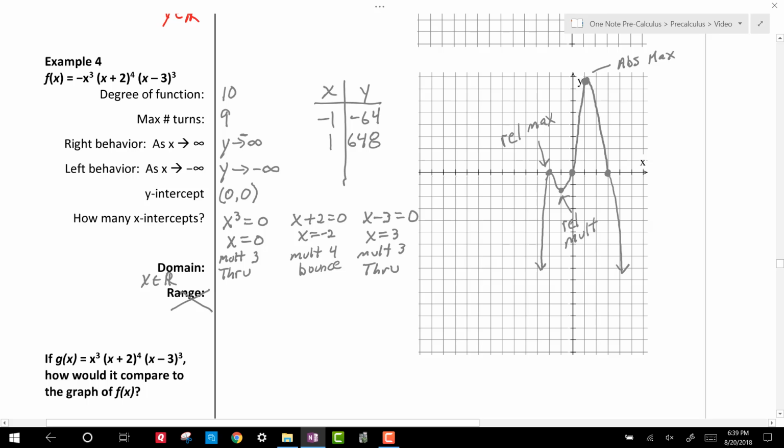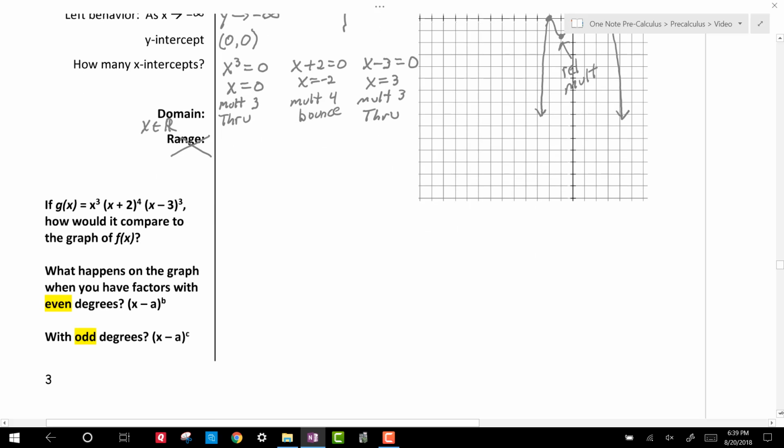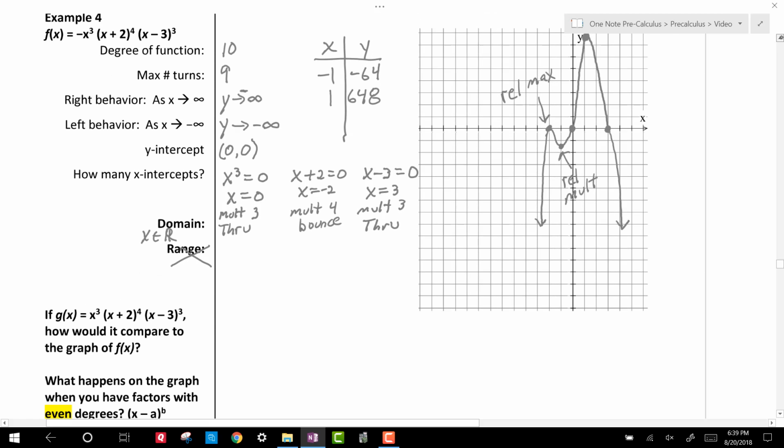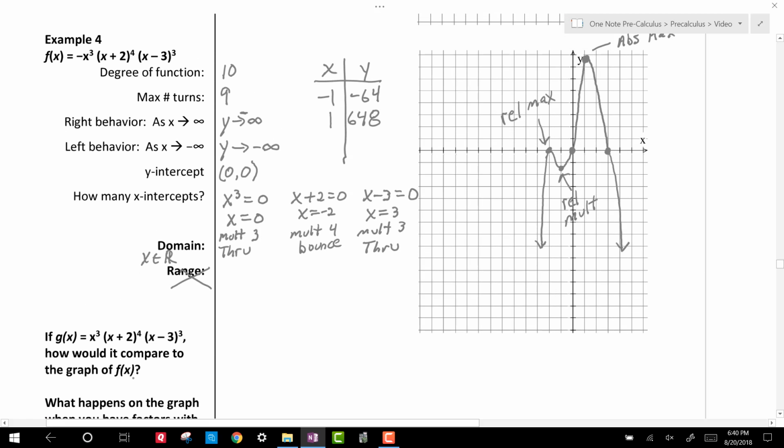All right? So a couple of quick things and we'll wrap this up. If g of x were to equal positive x cubed, notice my last one, same equation as the last one, but what if it were to equal positive x cubed? How would it compare? A negative in the front, all it does is it would reflect the graph. So the graph would reflect over the x-axis, just like we talked about in Unit 1.